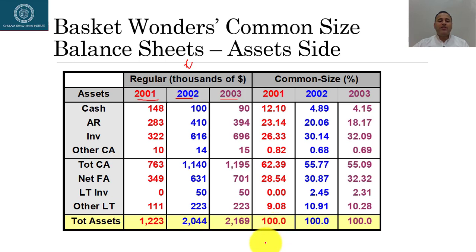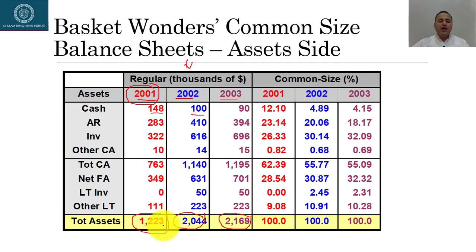Why do we do that? There is a simple reason. For 2001, the total assets of Basket Wonders is 1,223. In 2002, it's $2,044. For 2003, it's $2,169. Because the asset size is different for all these three years, we cannot simply compare the absolute numbers. And if you remember from my first lecture, comparing absolute numbers is misleading. It doesn't give you any information.